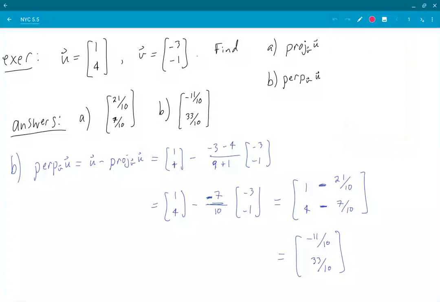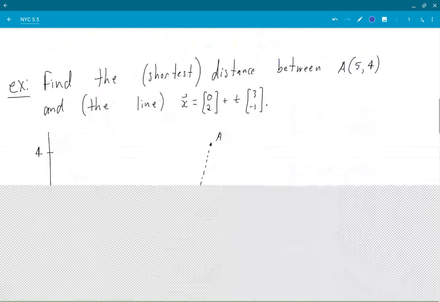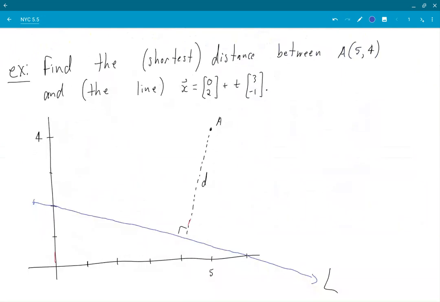Answers are here for part A and B, and I give a solution for part B. Pause and copy if you weren't successful in getting this vector here. And we'll move on to a distance question: using projections to find distance. I'll pause, copy.